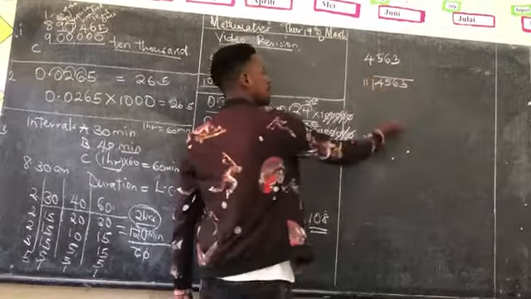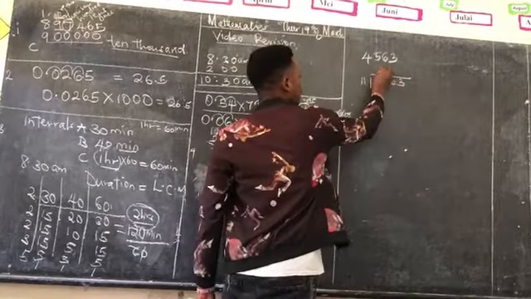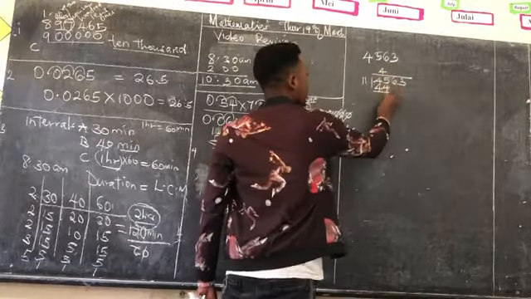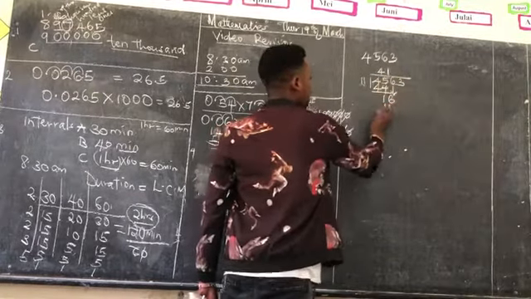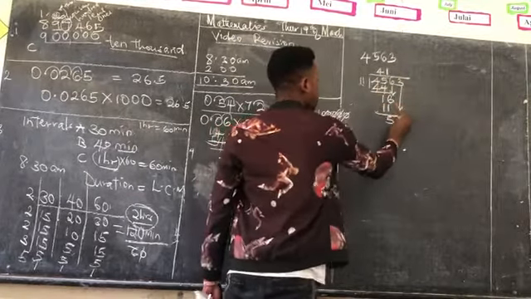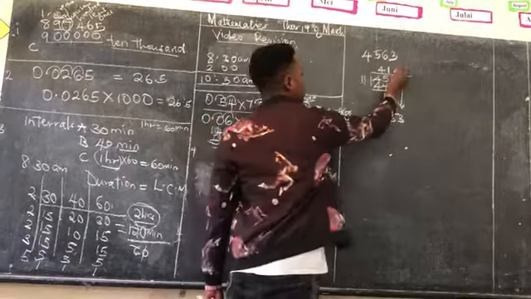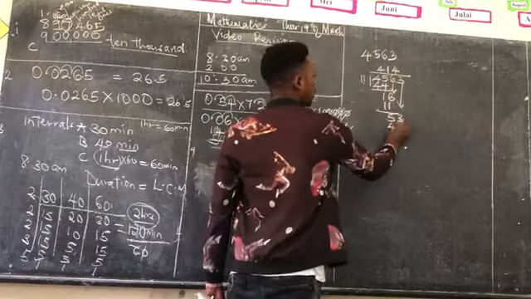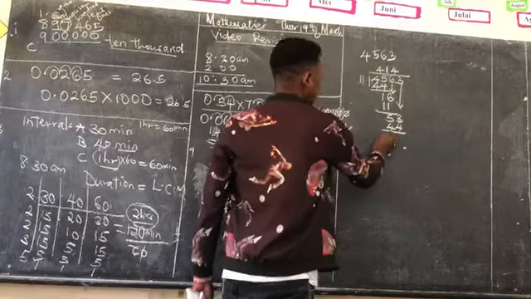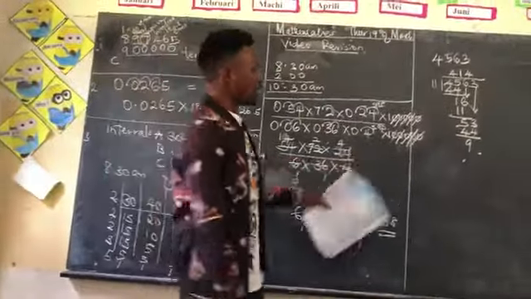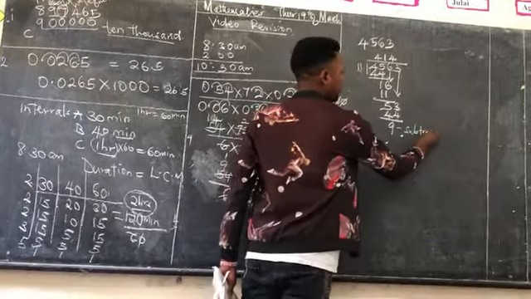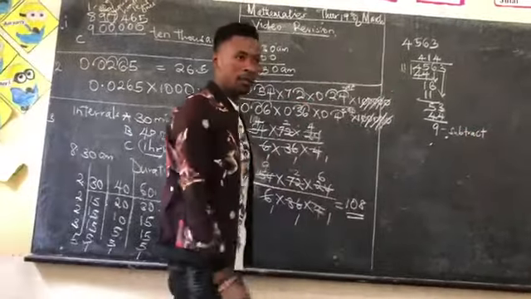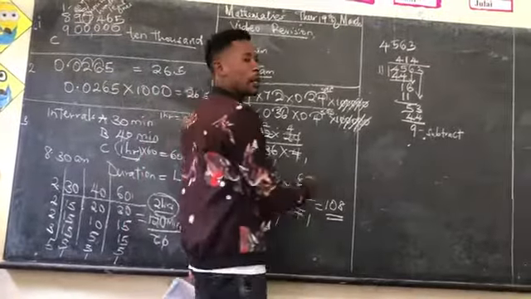11 goes how many times into 45? It goes 4 times because of 44. Remainder 1, drop 6. 11 goes 1 time because of 11. Remainder 5, drop 3. 11 goes 4 times because of 44. Remainder 9. So this is the number to be subtracted. If they had asked the number to subtract, 9 would be the number to subtract. But they had asked the number to add.